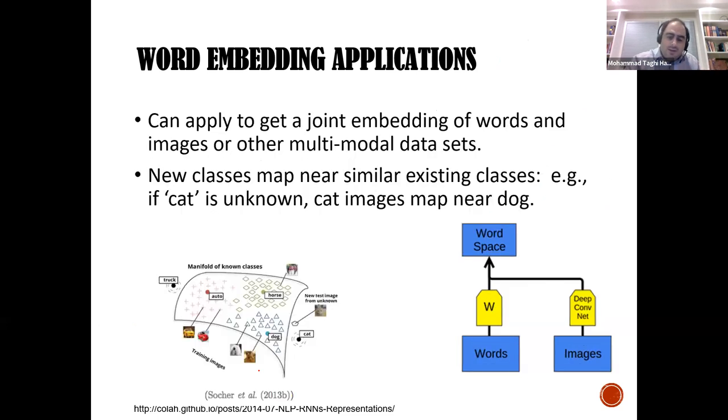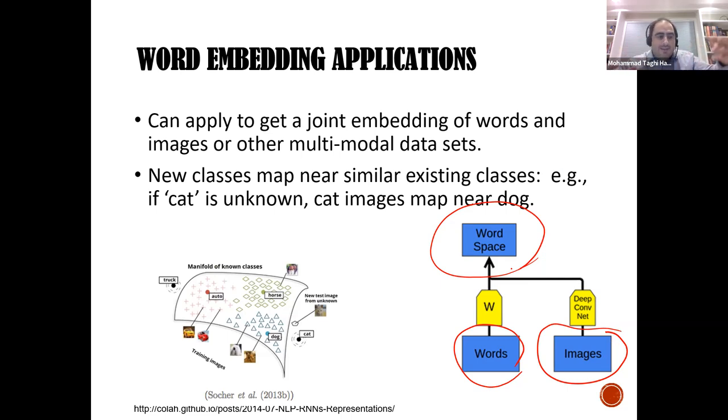And finally, you can do more than that. You can not only embed words, you can also get image embeddings. And then you can combine them to get combined vectors. So in some sense, you can combine different embeddings. If you have an image of a cat and also understand cat from the context, you can have one vector for the cat from the context, one from the images, and then combine them to get a better representation of cats. That's another application.